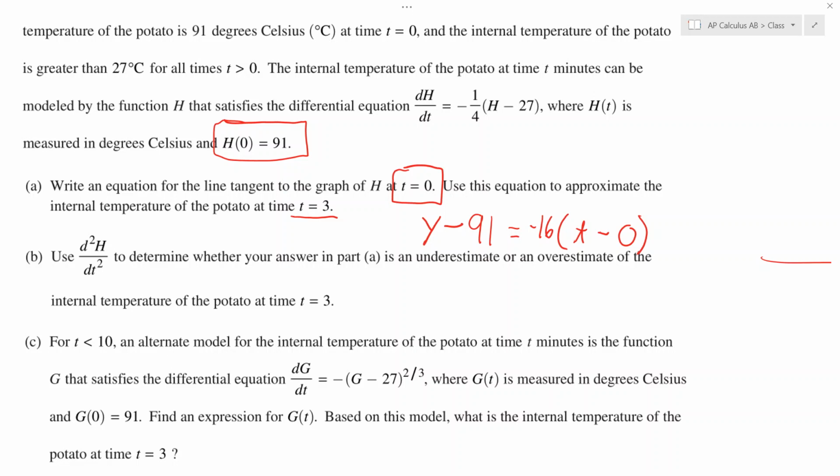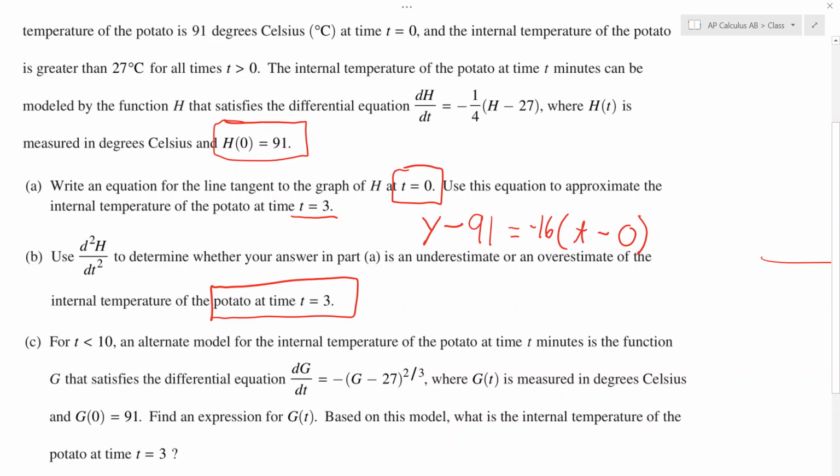It's not going to keep doing that. The rate is changing, okay? But that's what's happening exactly at 0. Then they're asking me, use that tangent line to approximate the temperature at 3. Does it make sense that all we want to do is plug a 3 in here?